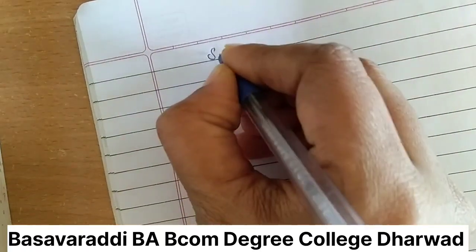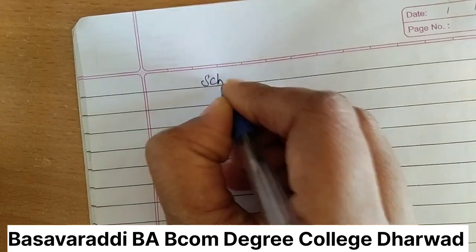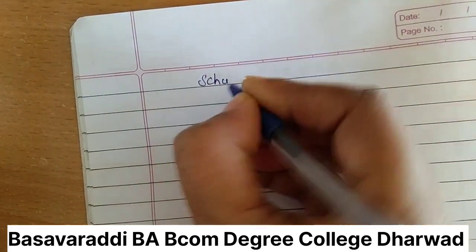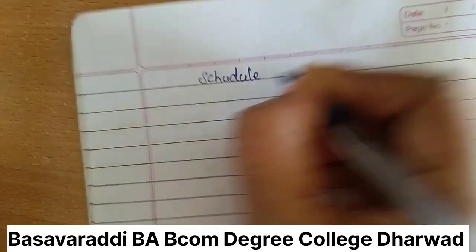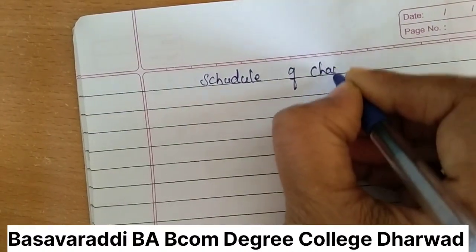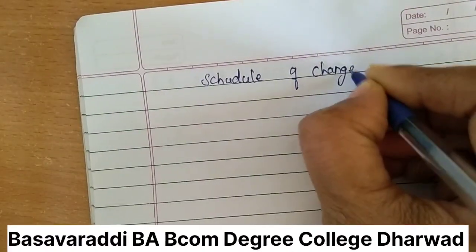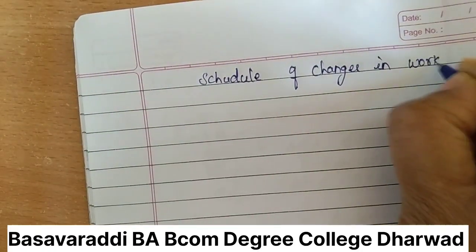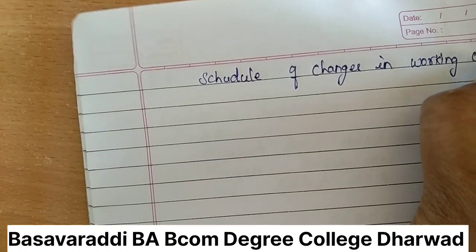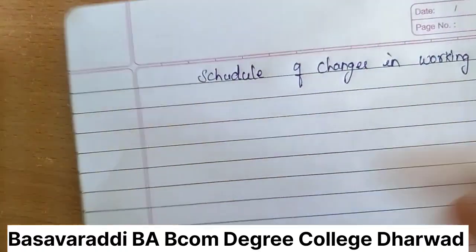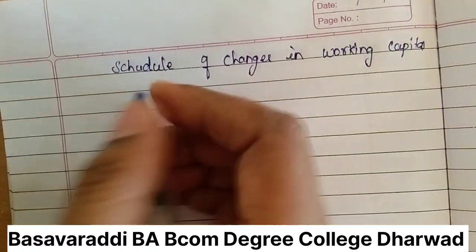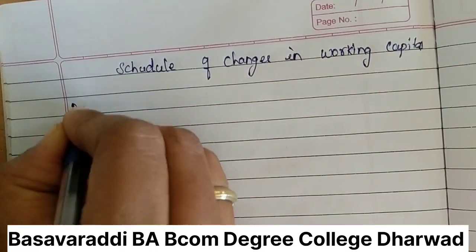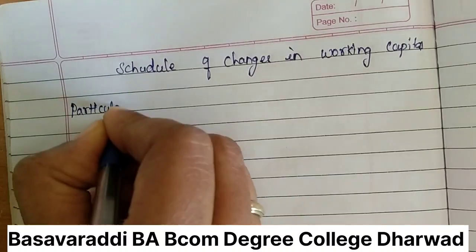First is schedule of changes in working capital. Working capital. First one is we have to write particulars.